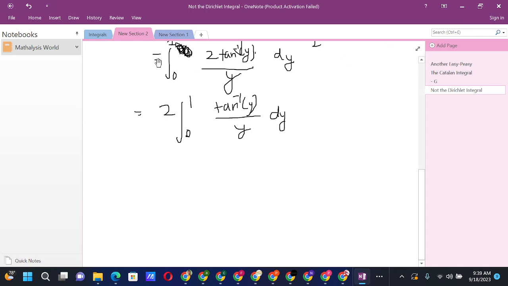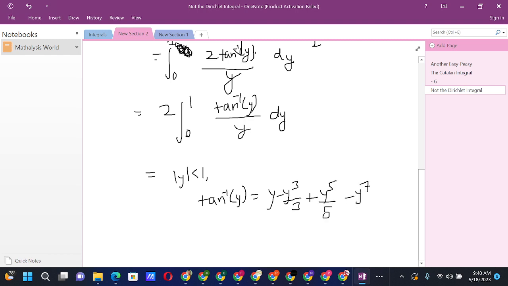Now you might recognize that this is a Catalan integral, for which I do have a video, you can see over here. Alright, let me do it for you. I will directly use the series expansion for tan inverse y, which if you don't know, please go to the card over here and you can see in that video. But for now, if the modulus of y is less than 1, the series expansion of arctan y is just y minus y cubed by 3 plus y to the power 5 by 5 minus y to the power 7 by 7 and so on.